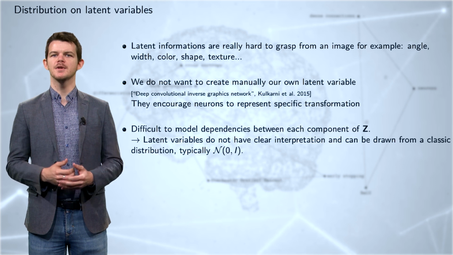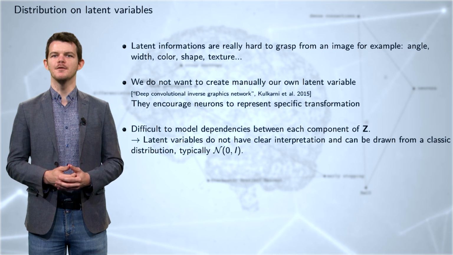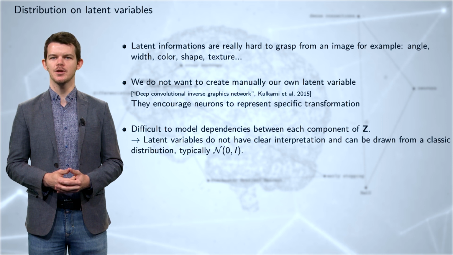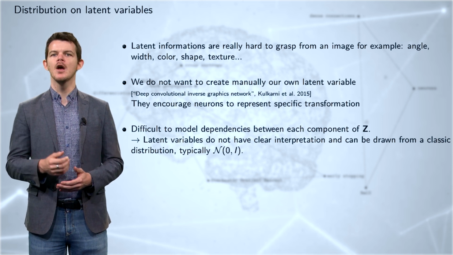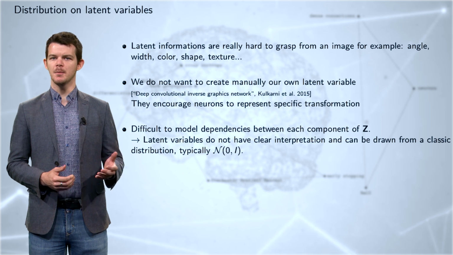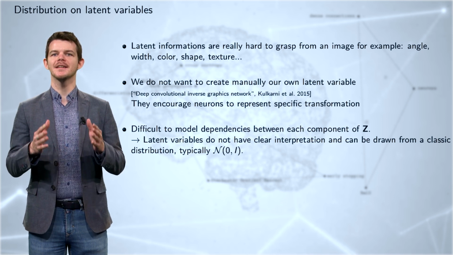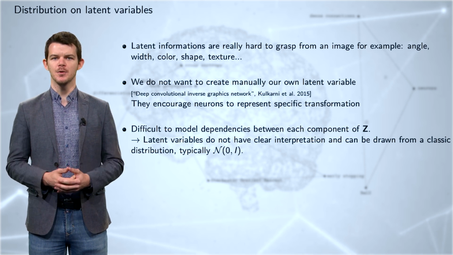It is also difficult to model dependencies between each component of Z. Since latent variables have no clear interpretation, we can draw these variables from a classic distribution, typically a Gaussian distribution, with the identity as the covariance matrix. In this way, there are no dependencies between the latent variables and they are easier to generate. In short, you see that the distribution you choose for the latent variable is quite simple. All components are independent and the marginals are distributed as a classical distribution.